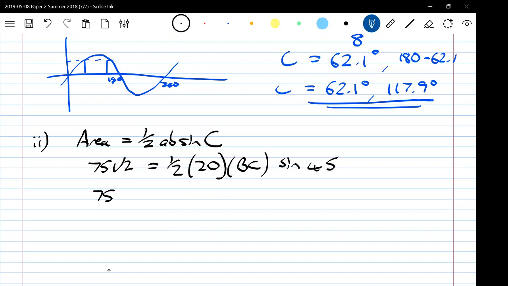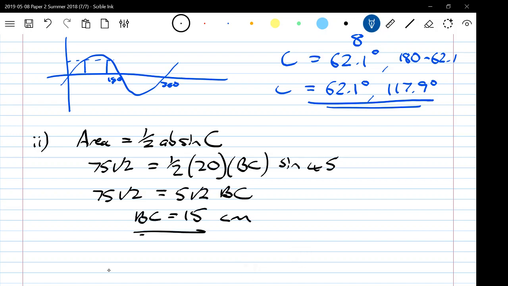So 75 root 2 is, well, sine 45, again we know this is root 2 over 2. So we've got 10 times root 2 over 2. So that's 5 root 2 times BC. If we divide both sides by root 2, that's 75 is 5 BC, and 75 is 15 lots of 5. So BC is 15 centimetres. That was quite straightforward, second part, as long as you remembered your formula for the area of a triangle correctly. And that's maths.